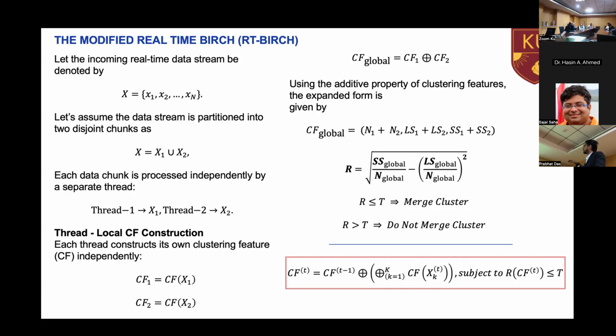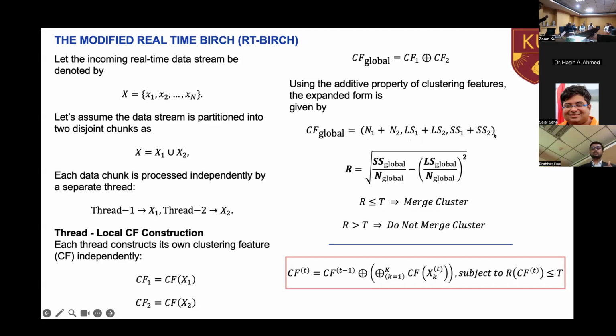And since we are computing cluster features in individual threads, it is our responsibility to merge that data and find the global cluster feature. Here towards the right hand side, we have the equation for calculating the global cluster feature, which is a component addition. That means the number of data points from the first chunk plus the number of data points from the second chunk, plus the linear sum from the first chunk and the linear sum from the second chunk, and the squared sum from the first chunk and the squared sum from the second chunk.